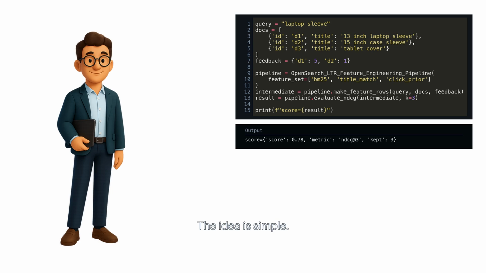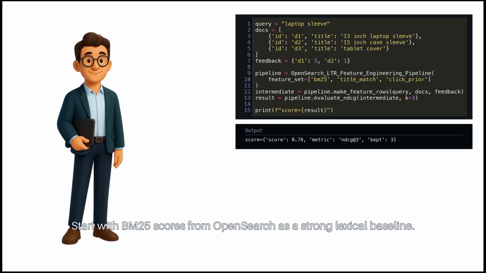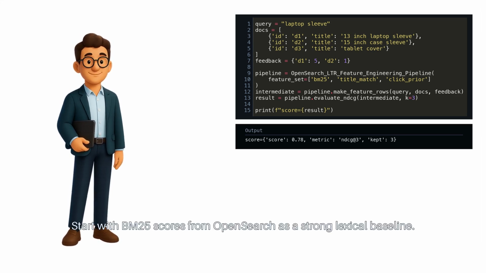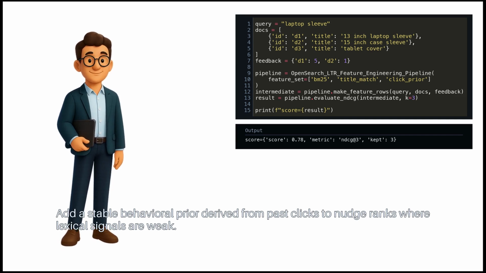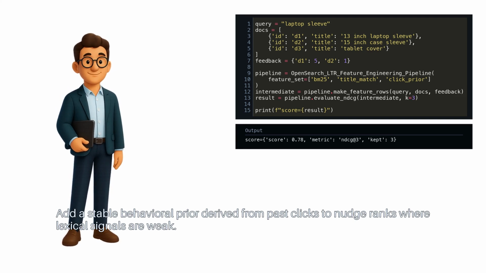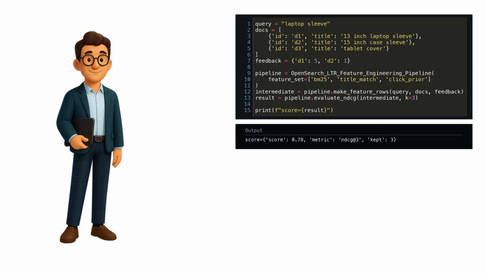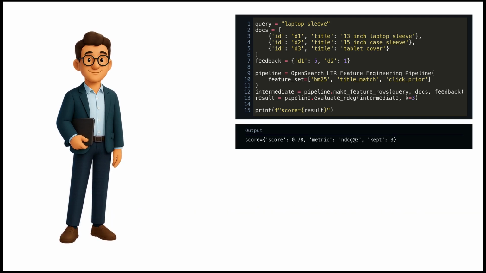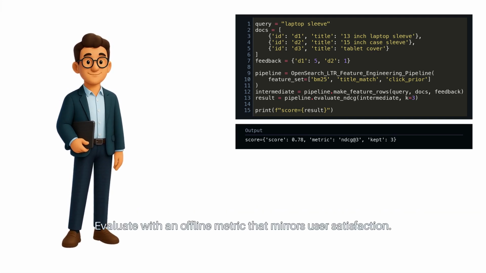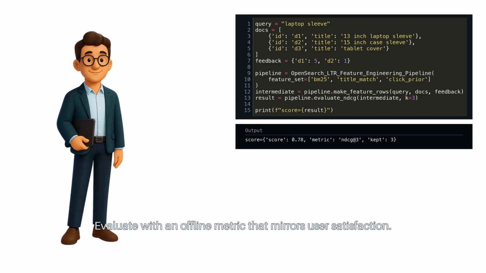The idea is simple. Start with BM25 scores from OpenSearch as a strong lexical baseline. Add a stable behavioral prior derived from past clicks to nudge ranks where lexical signals are weak. Build features that are computable both at serving time and during offline training. Evaluate with an offline metric that mirrors user satisfaction.